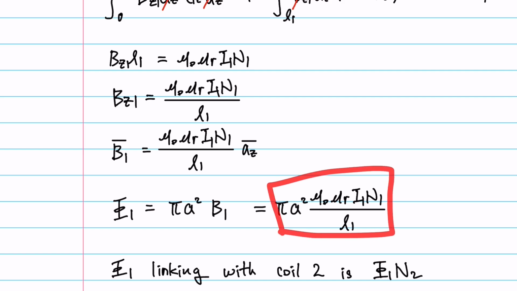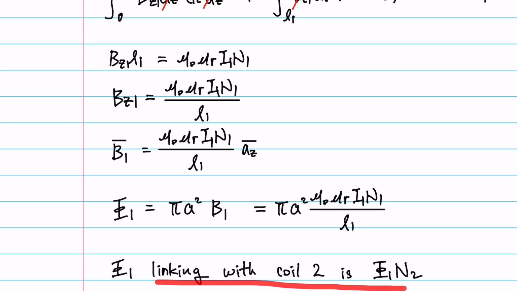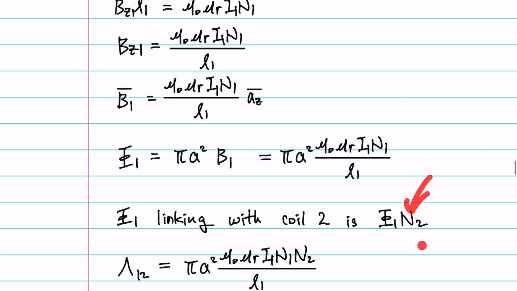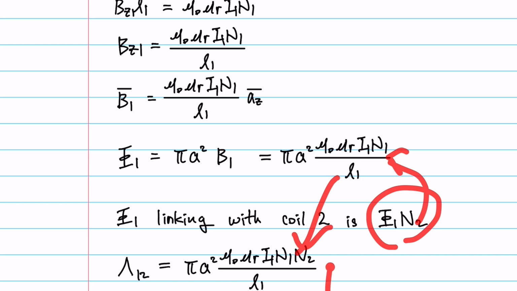Okay, and we know that all of the flux generated by current number 1 is going to be linking with coil number 2, and so we just need to multiply the flux linking with the number of coils in the second circuit, which is N2, to get the flux linkage that has been generated, flux generated by number 1 current linking with number 2 circuit. Okay, so if you express this using this term, you get this expression.